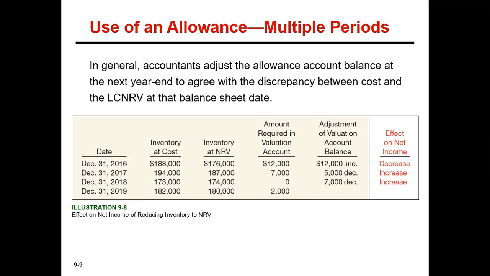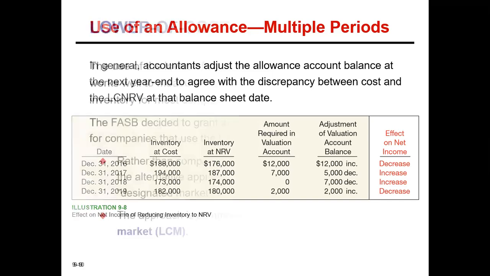Next one, inventory cost is 182,000. Net realizable value is 180. So again, we want the valuation account or the allowance account to be 2,000. So that's an increase and a decrease to net income. Okay, anyway, we have one picked out that we get to do together, where we look at how it would increase and decrease in that valuation account.